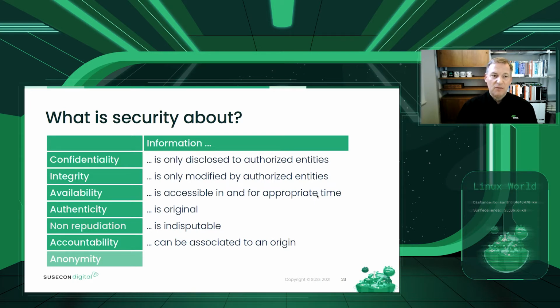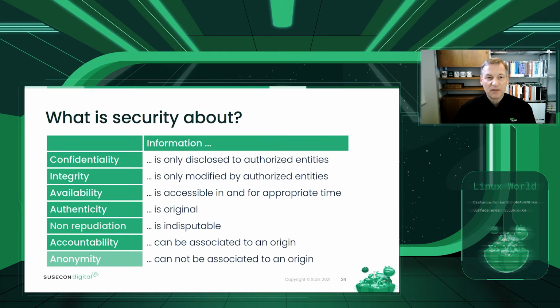accountability, which means that the information can be associated to an origin, and also the opposite of this, anonymity, that the information cannot be associated to an origin. The aspect of anonymity, in today's discussion, is not that important.